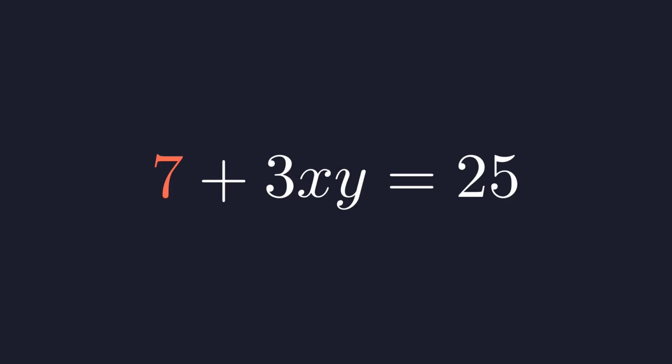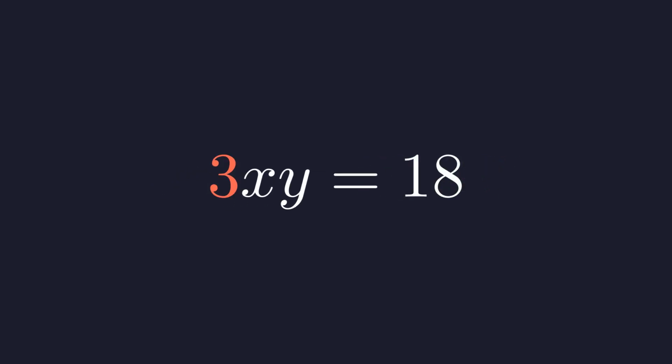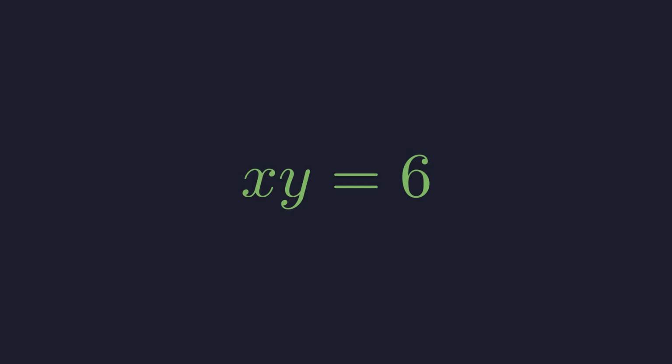And let's get that 7 over to the other side by subtracting it from both sides. So we get 3xy equals 25 minus 7. Let's do that subtraction. That's 18. One more step. We just divide both sides by 3 to get xy by itself. So xy equals 18 divided by 3. And there we have it. The product xy equals 6.